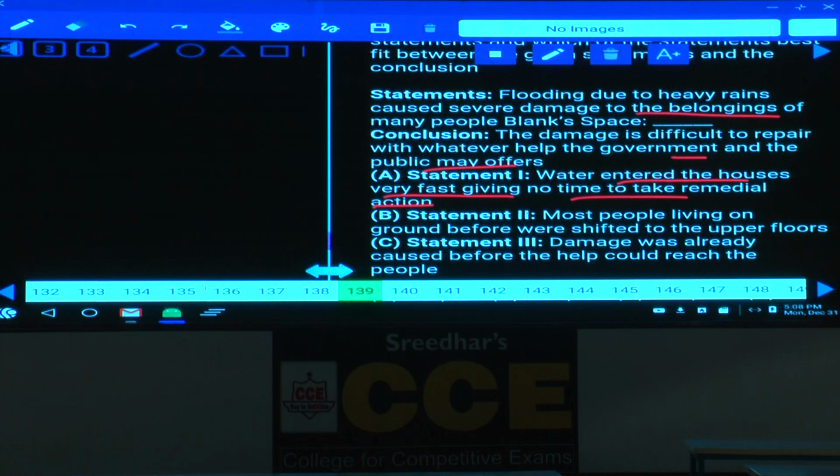Now let us take for example all the furniture in the house. What happens to this one? All these will be flooded out because of sudden water. Hence what is your answer here?